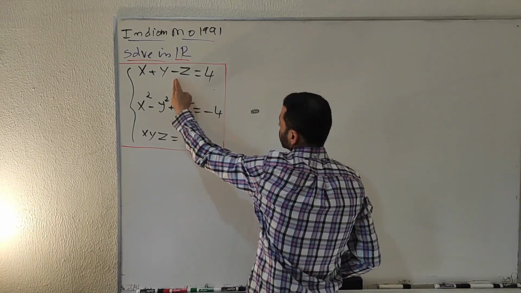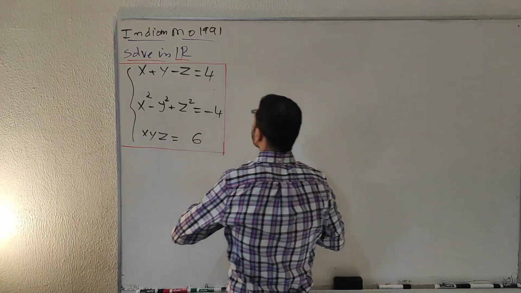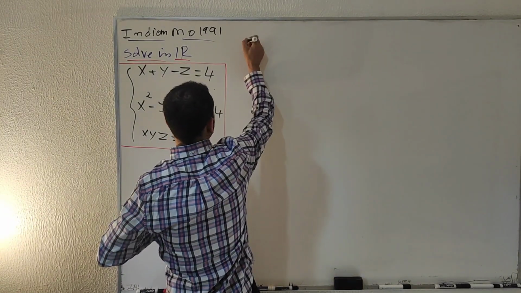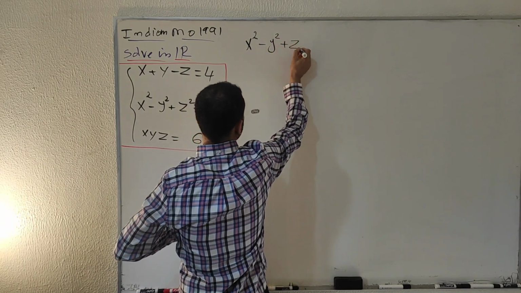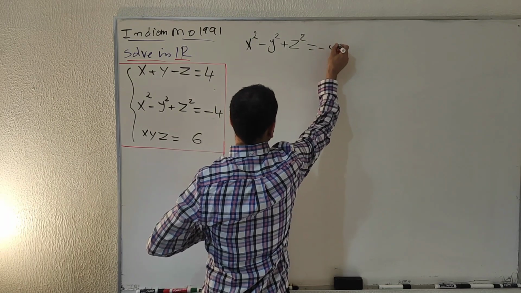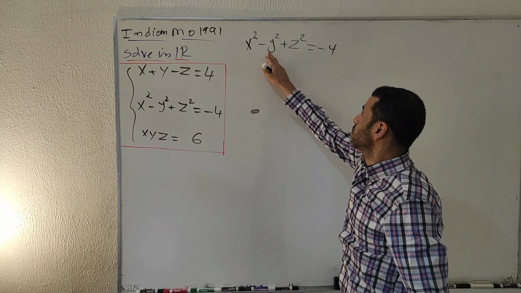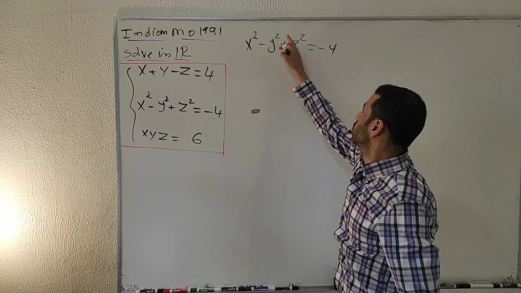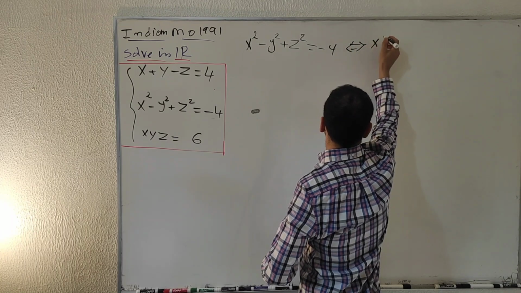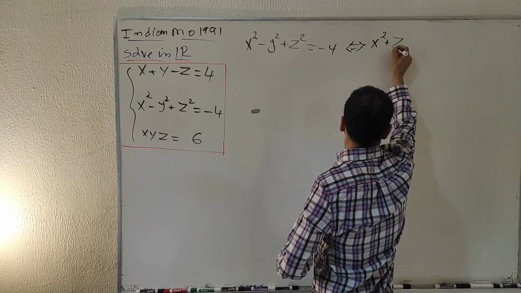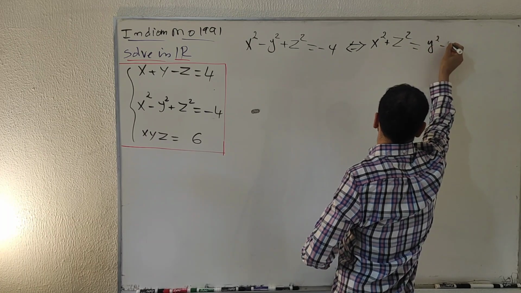I'm not going to use this equation. I'm going to use the second equation: x squared minus y squared plus z squared equals minus 4. I'm going to leave this equation as it is, just moving this minus y squared to the right side. So I will get x squared plus z squared equals y squared minus 4.